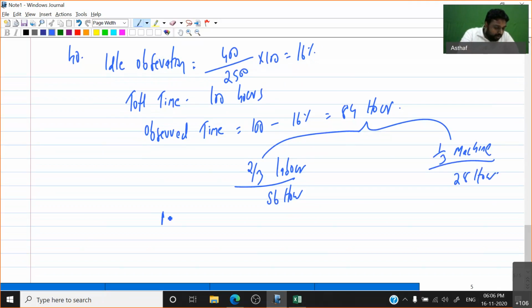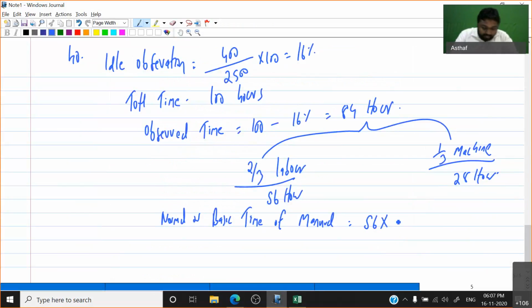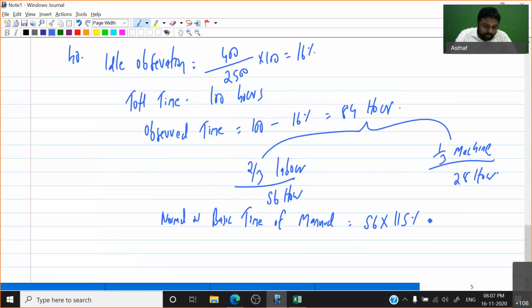So what will be the normal or basic time of manual? 56 into the performance rating, which is 115%. What will come? 56 into 115%. What is the answer? 64.4 hours. Now, what is the standard time?